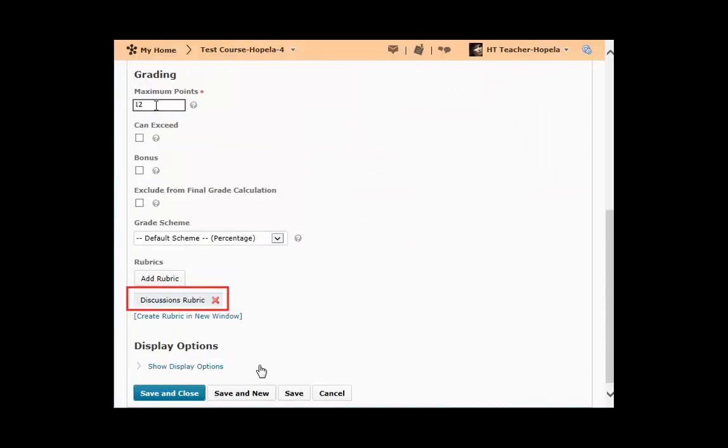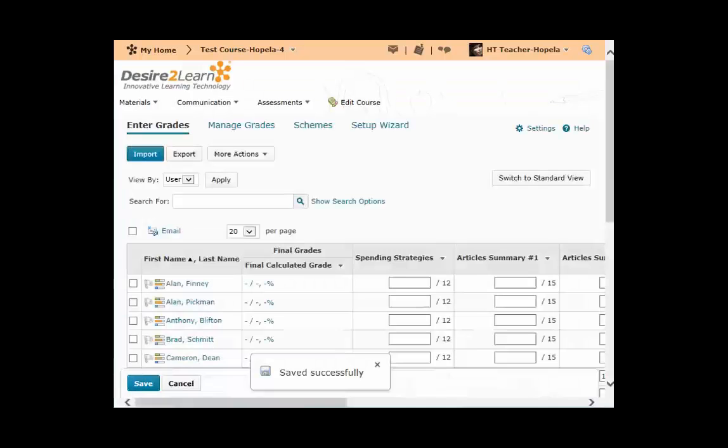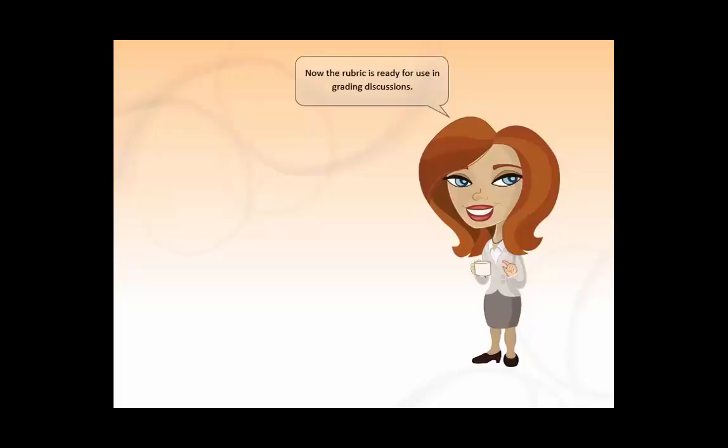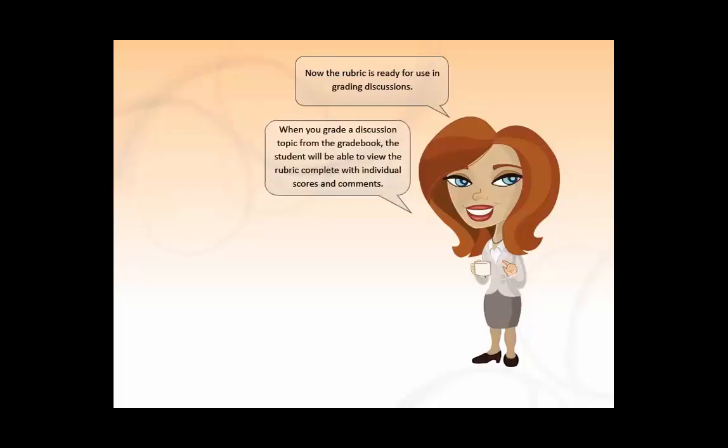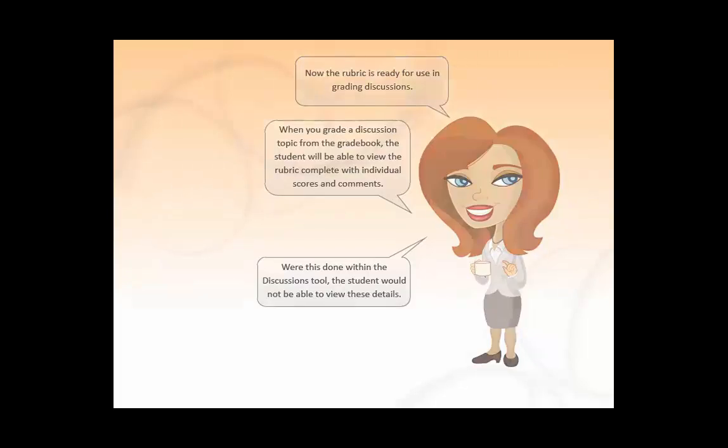Again you'll see the rubric appear with a red X. Click Save and Close. Now the rubric is ready for use in grading discussions. When you grade a discussion topic from the gradebook, the student will be able to view the rubric complete with individual scores and comments. Were this done within the Discussions tool, the student would not be able to view these details. Returning to the gradebook.